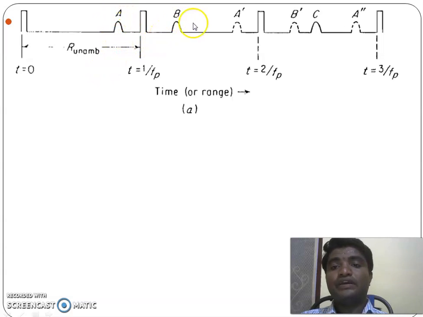The target B and target C are second time around echoes because they occur after the second pulse. This is the second pulse. The target B occurs after the next pulse, and target C also. That means target B and target C are second time around echoes, but target A is an unambiguous echo. That means the target A range measurement is correct, but target B and target C range measurements are wrong, or in error, because they are second time around echoes.